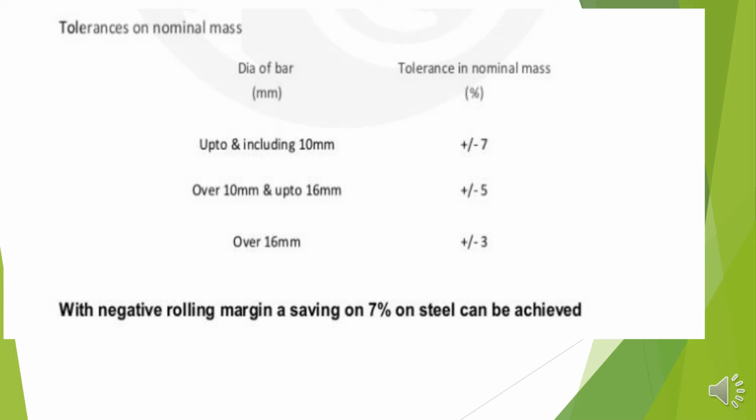Tolerances of the nominal masses. Dia of the bar up to and including 10 mm, plus or minus 7 percent; 10 mm to 16 mm, plus or minus 5 percent; over 16 mm, plus or minus 3 percent. With a negative rolling margin, savings of 7 percent in steel can be made.